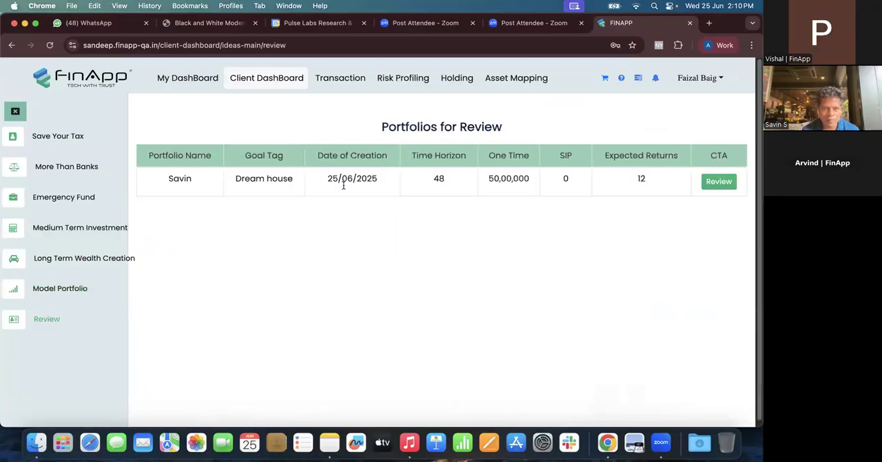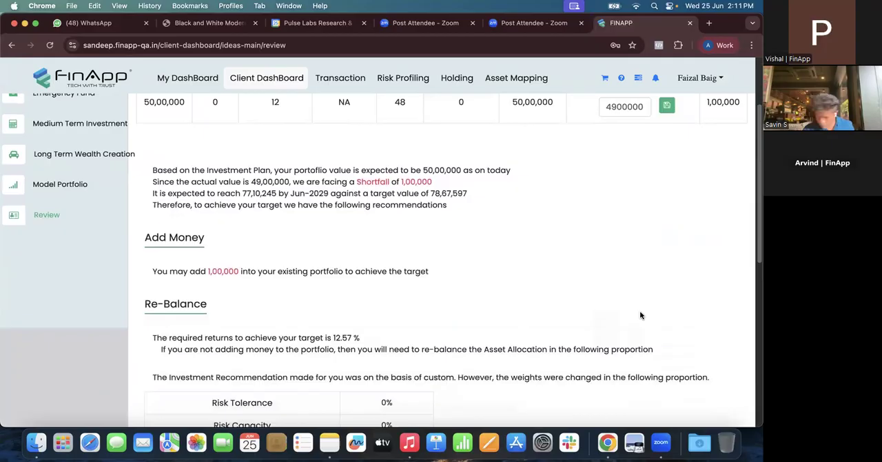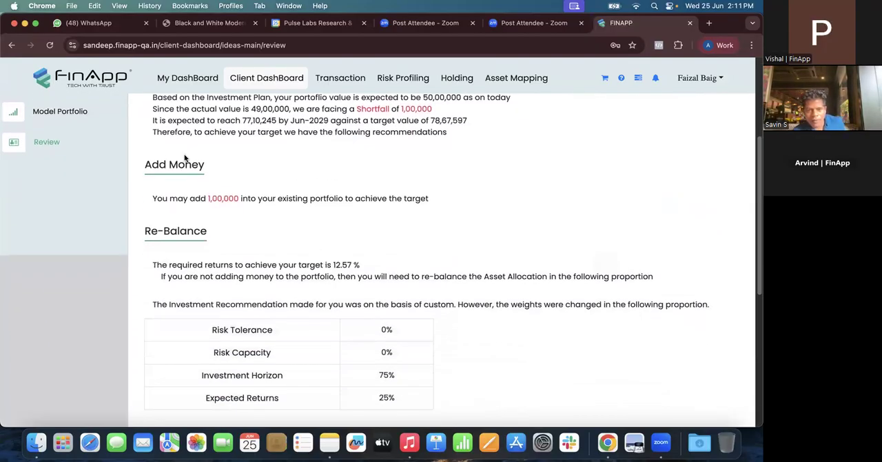So I will review his 49 lakh rupees. There is a shortfall of 1 lakh rupees. The market had a correction, so he is checking in. So what do I have? I have add money and rebalance.